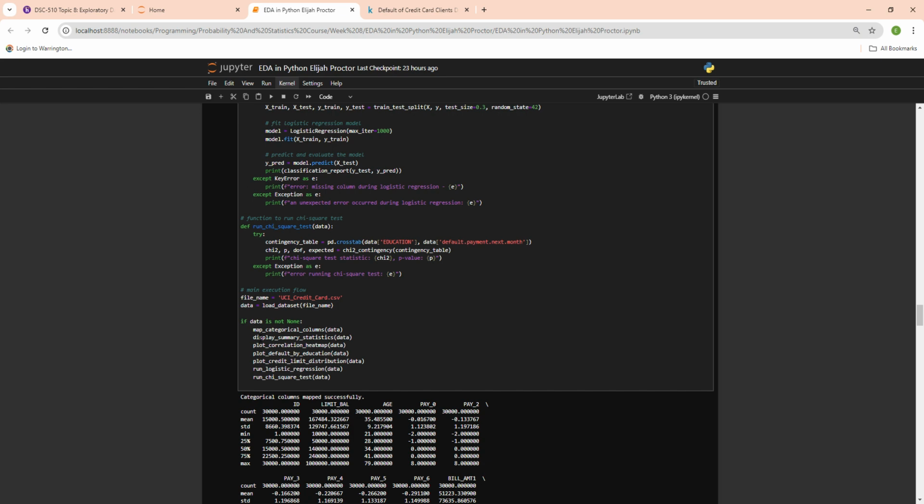But what is different here is we have a logistic regression model, and this is used to predict the likelihood of credit defaults using factors such as the credit limit, the age, and the payment history. The performance of the model, we evaluate it using metrics like precision and recall. And finally, we use a chi-square test to examine the relationship between education level and default behavior. And this gives us insights into whether certain groups are more prone to defaulting.